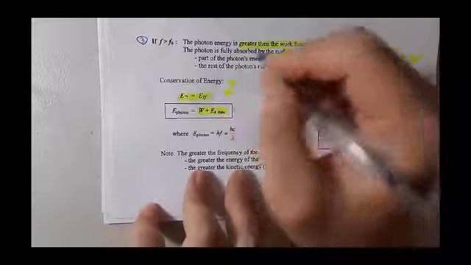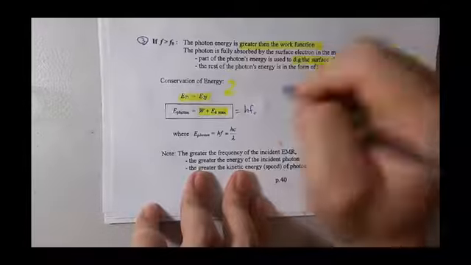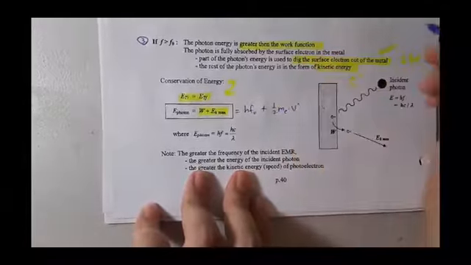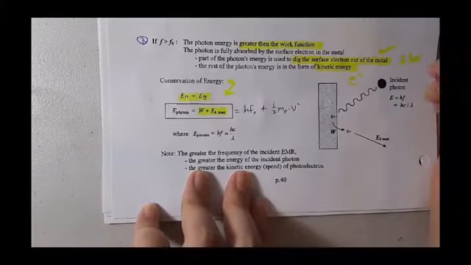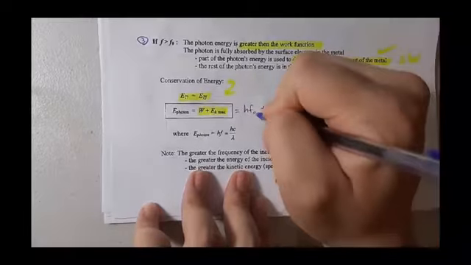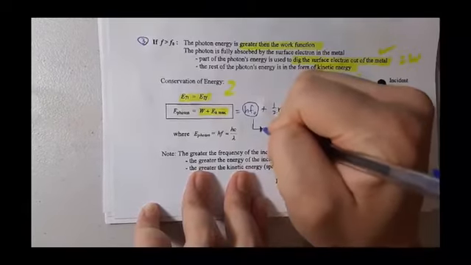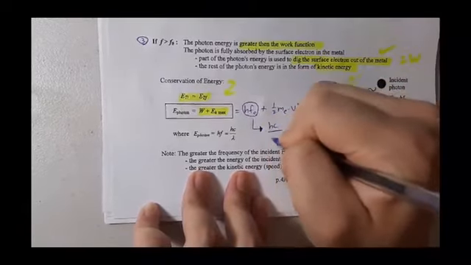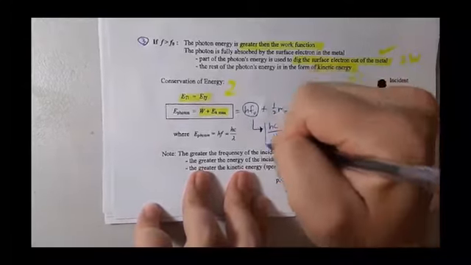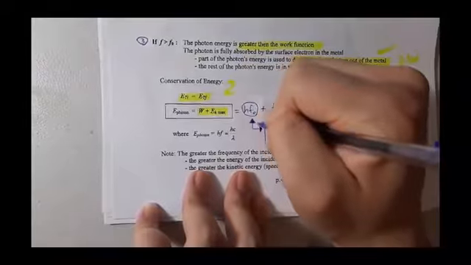EK max is basically, you can consider W is HF0 plus 1 over 2 mv squared, where I'm going to put m as the mass of the electron, because it's the motion of the electron we're discussing. Now, here's another thing. If I think of the mathematical relationship between frequency and wavelength, you can just put lambda maximum, because these two mean the same thing.